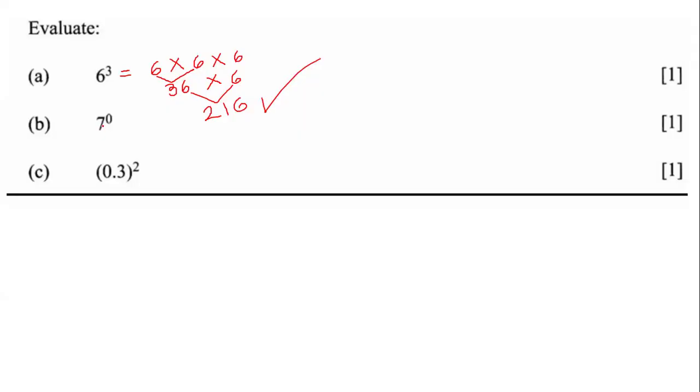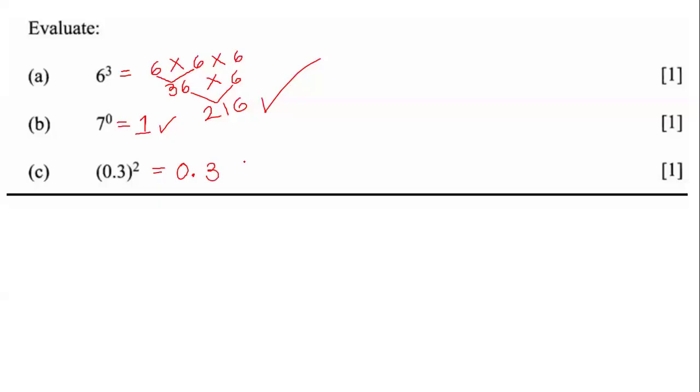What is 7 to the power of 0? That's going to be 1, because any number to the power of 0 is 1. And what is 0.3 squared? That's going to be 0.09.